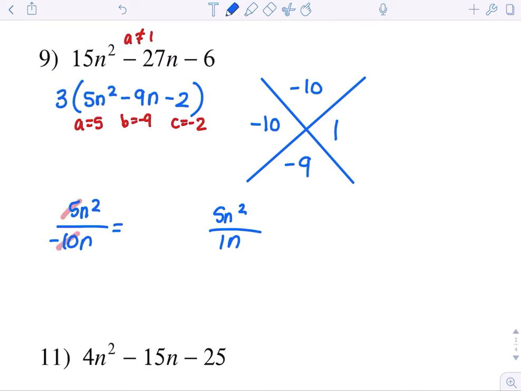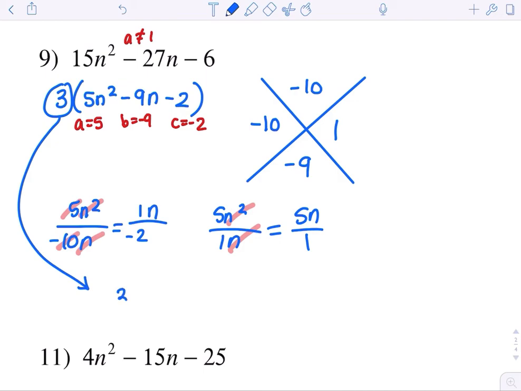Cancel off a 5 from top and bottom, so we get 1 over negative 2, and we cancel off an n from top and bottom, so we get n. Over here, cancel off an n from top and bottom, so you guys get 5n over 1. Factor, do not forget our 3 that we had originally factored out. So 3 times n minus 2 times 5n plus 1.